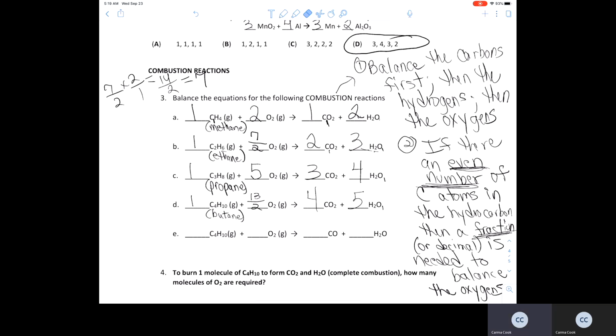And in part E, we still have butane, C4H10. But this time our product is carbon monoxide, CO, and water. Anytime carbon monoxide is one of the products of a combustion reaction instead of CO2, that's called an incomplete combustion reaction. That means that there's limited oxygen available.